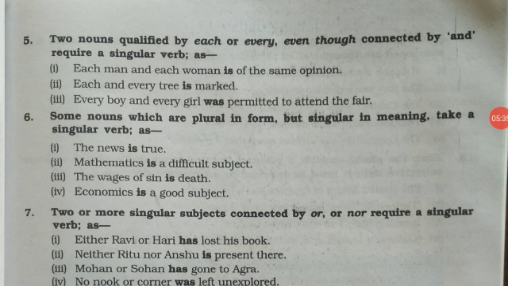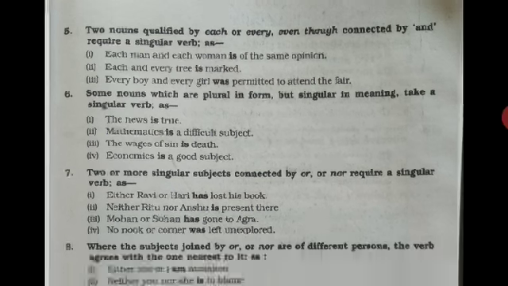Rule number 5. Two nouns qualified by each or every, even though connected by and, require a singular verb. Example: each man and each woman is of the same opinion, right? Each man and each woman लिखा है, that's why you will use here a singular verb. Each and every tree is marked. Every boy and every girl was permitted to attend the fair, right?